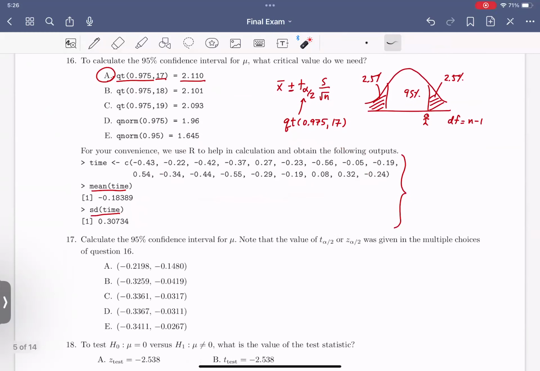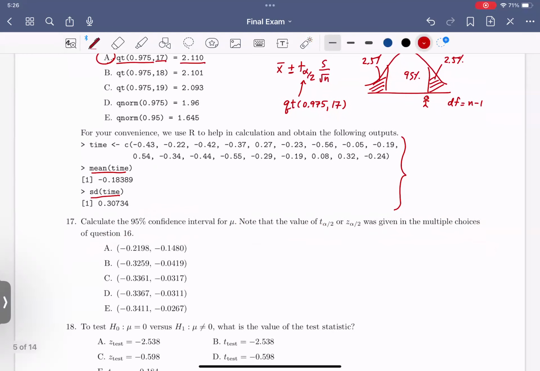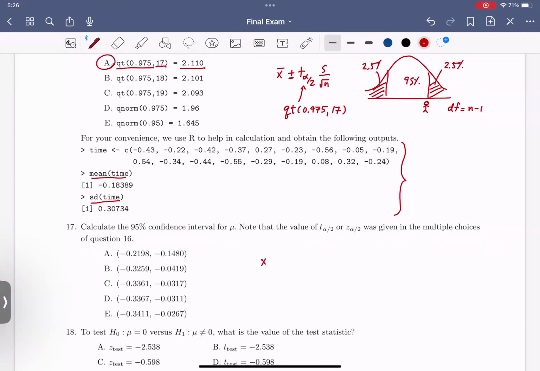All right, next one. I want you to calculate a 95% confidence interval for mu. Note that the value of t of R2 was given in multiple choice question 16. So what you're going to do is use x bar plus minus t alpha over 2 times s over square root n. And x bar in this case is minus 0.18389. X bar is here. And then you also have s, which is over there. And then the t value is going to be 2.110 from question 16.